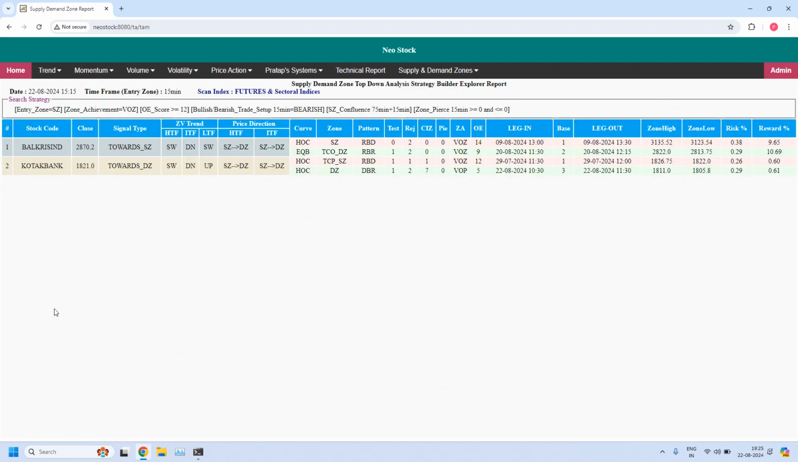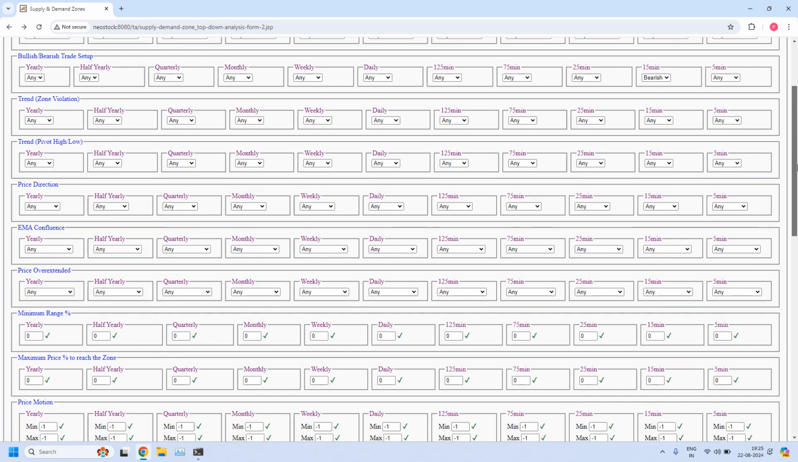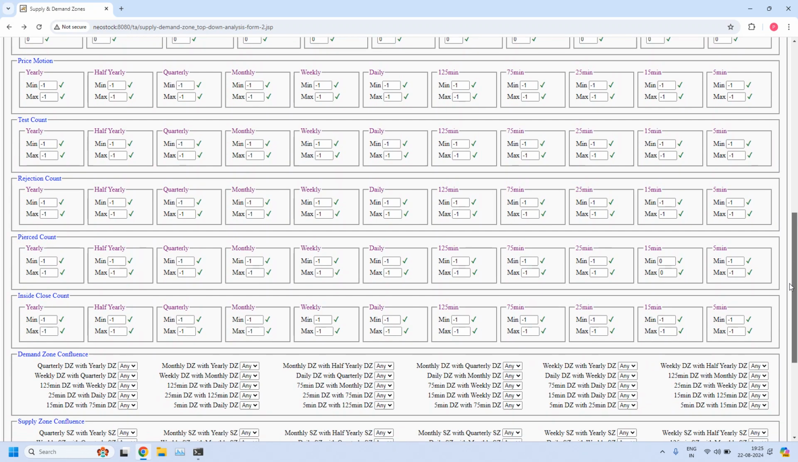So 2 stocks. So from the 3 stocks, these 2 are currently supporting bearish trade setup and also 15 minutes and 75 minute zone confluence. Now let's verify any of these stocks are having a confluence with even HTF time frame, that is a daily time frame. The supply zone confluence.